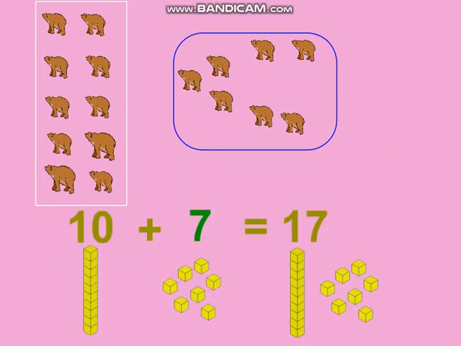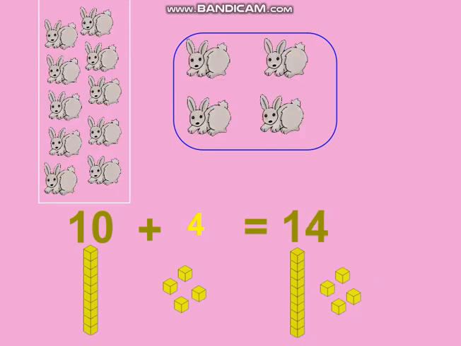What about representing number 10 using the blocks? In order to represent number 10, we need 1 ten. In order to represent number 7, we need 7 ones. So 1 ten, 7 ones, 17. Yes, let's try another thing.